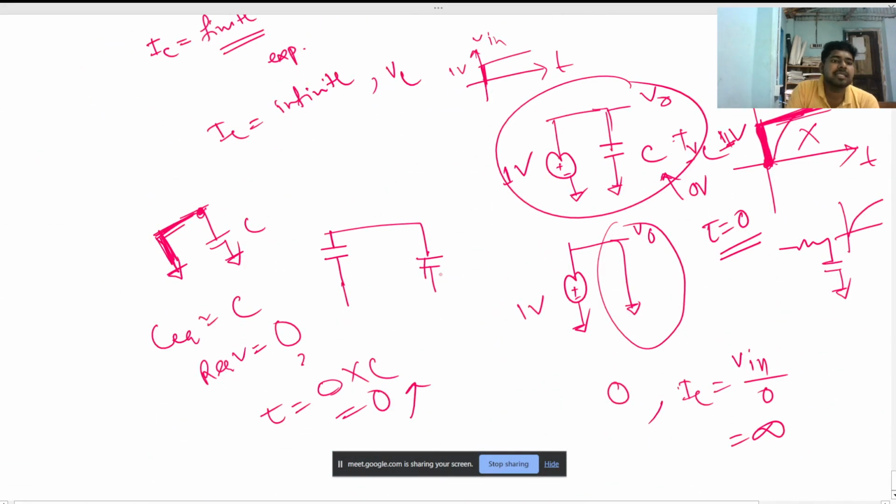And there is another interview question, very important. So there are two capacitors like this, and the initial conditions are given. Let's say this is C1 and this is C2, and they are connected by a switch. The switch closes at t equals 0 plus. Now there are two initial conditions, and we have to find the steady state value of this V out when the switch is closed.